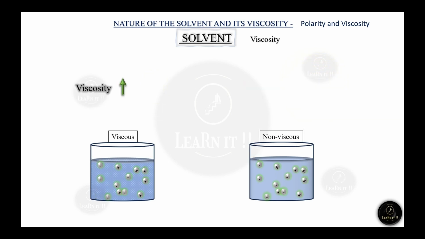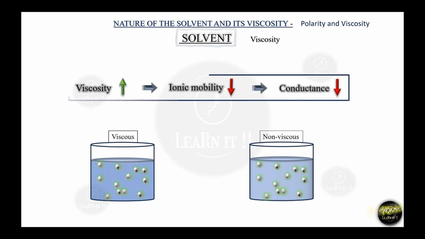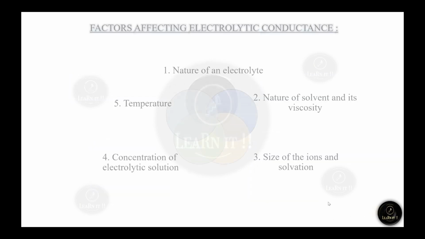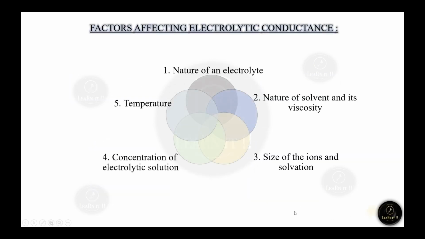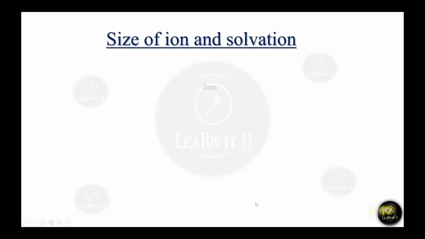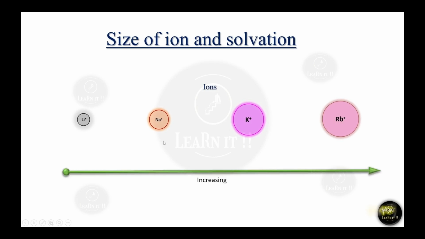If the viscosity of the solvent increases, ionic mobility or movement decreases. So conductance decreases. Let's look at the third factor, that is the size of the ions and solvation. Let us take the ions lithium, sodium, potassium and rubidium. The size is increasing from left to right.